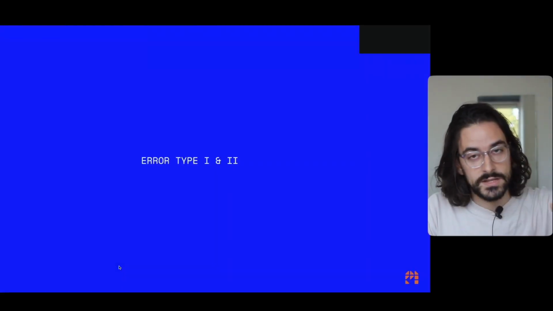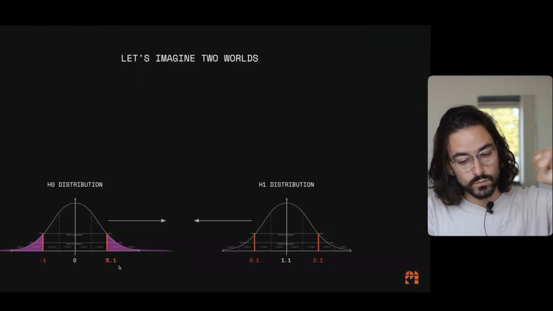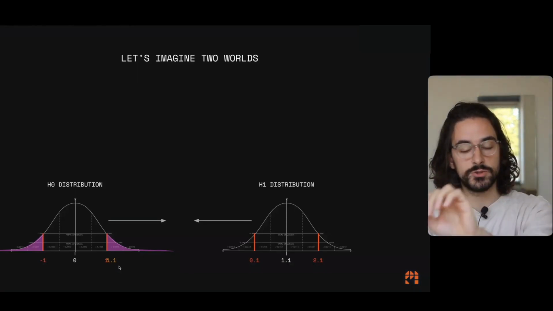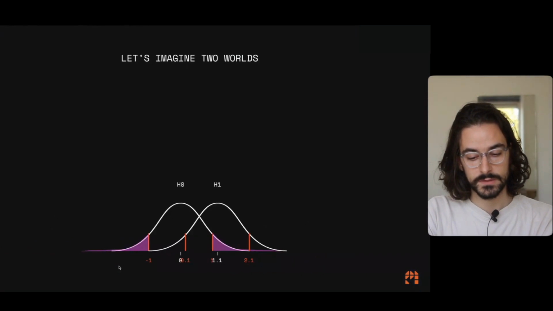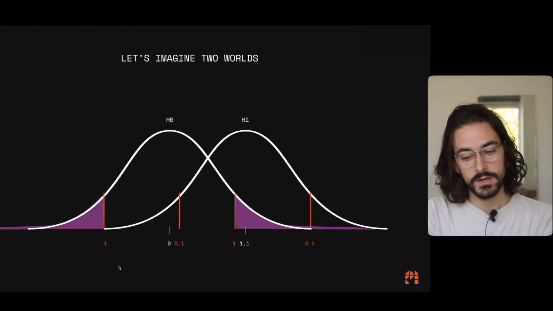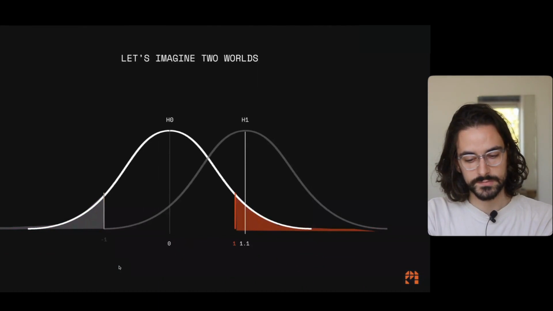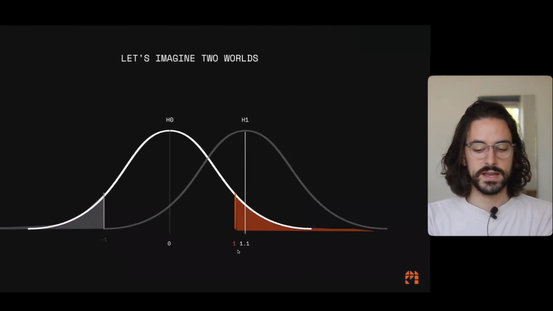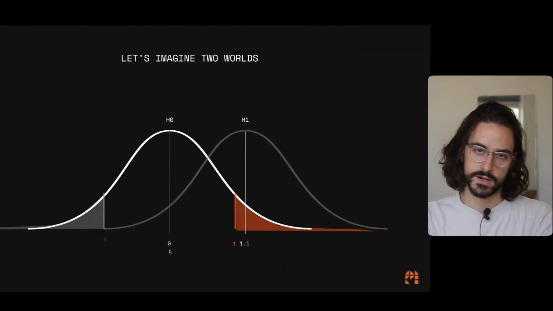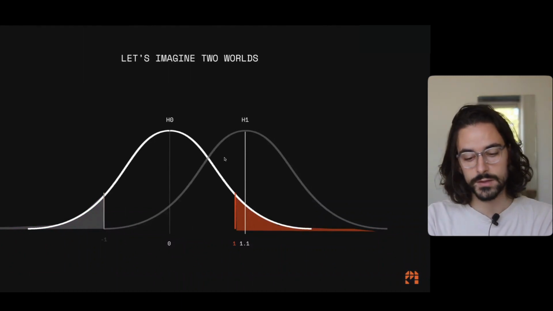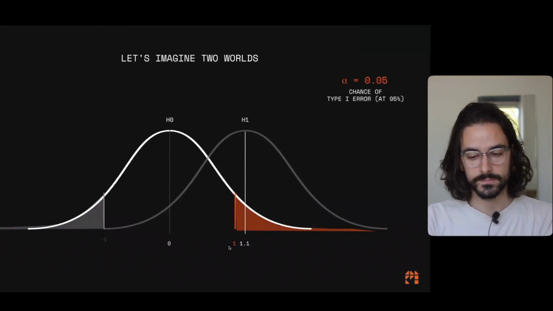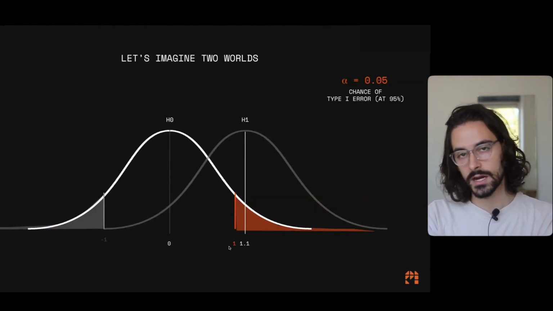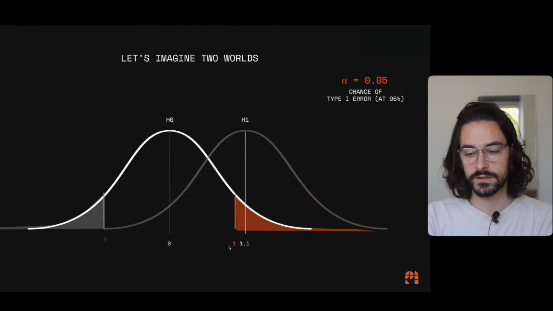Now let's talk about errors type 1 and 2. We have the H0 distribution and the H1 distribution. Let's bring them together. Let's expand them a little bit more. And now let's remove all the unnecessary numbers. The only thing that matters here is that H1 has a number of 1.1 and H0 has a number of 0, right? That's the estimation. And the critical value for H0 is 1, and 1.1 is just outside the critical value. Okay, so the alpha here is 0.05. This is what we call the chance of a type 1 error when we're dealing with a 95% confidence interval.